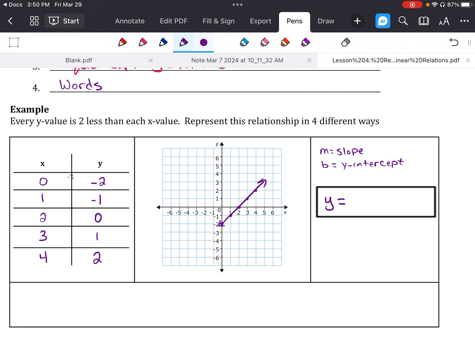Okay, to find the slope on a table, we're going to look at the y values and see how much each of them are going up by. They're all going up by 1. That means their first differences are 1. So therefore, our slope is 1. And then when x is 0, the y is negative 2. So the b will be -2. And there is the equation, y equals x minus 2.